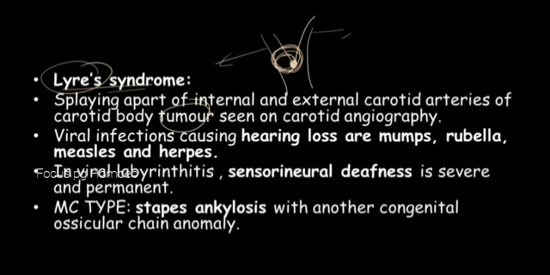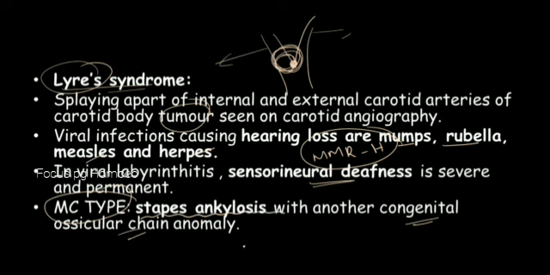And viral infections causing hearing loss, we can expect MMRH. Remember, MMRH, that is mumps, measles, rubella and herpes. Try to remember this mnemonic itself, that will be more helpful. In case of viral labyrinthitis, there will be sensorineural deafness, which may be severe and permanent. And the most common type of congenital ossicular chain anomaly is stapes ankylosis.